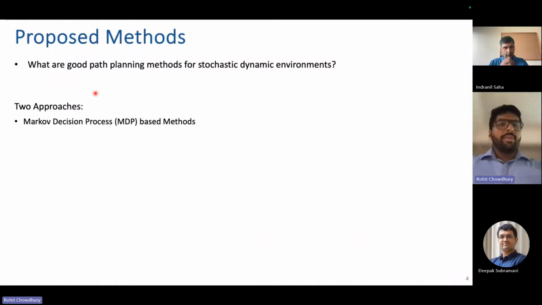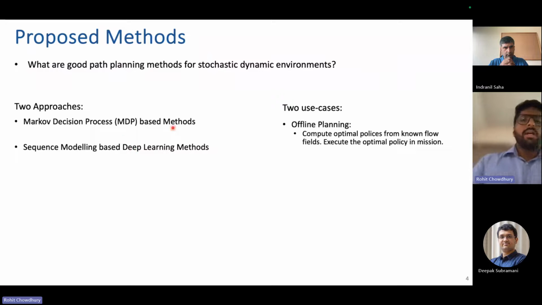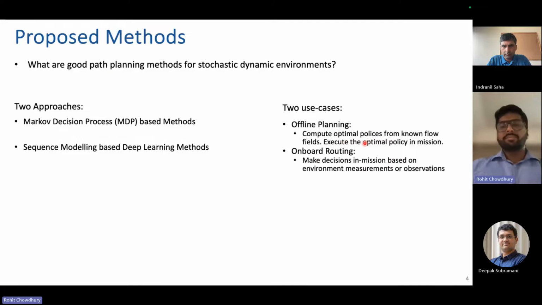So, as I said, the methods that we've narrowed down onto are the MDP-based methods and deep learning methods based on sequence modeling. Now, no matter what approach we used, there are actually two cases when it comes to the routing of these vehicles. We could either do offline planning. That is, let's say we already know how the velocity field is going to change with time. We'll compute optimal solutions a priori and then let the agent act in the mission. Or we could do onboard routing. That is, let the agent make decisions in the mission itself based on environment measurements and observations on the go.